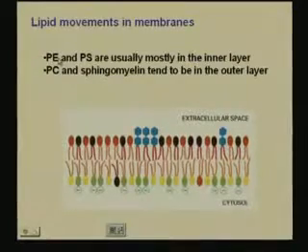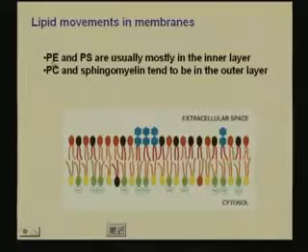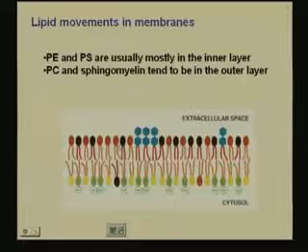Phosphatidyl ethanolamine, that is PE, and phosphatidyl serine are usually in the inner layer. So, the ethanolamine type and the serine type are preferred in the inner layer, and in the outer layer we have the sphingomyelin and the choline type, the phosphatidyl choline. Okay? So, we have more of the phosphatidyl choline and the sphingomyelin on the outside, and more of the phosphatidyl ethanolamine and the serine on the inside.